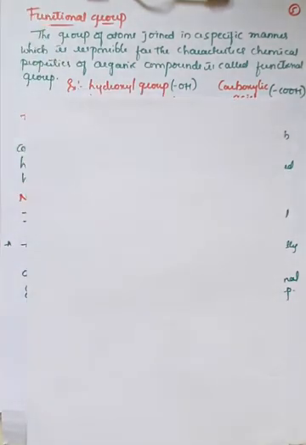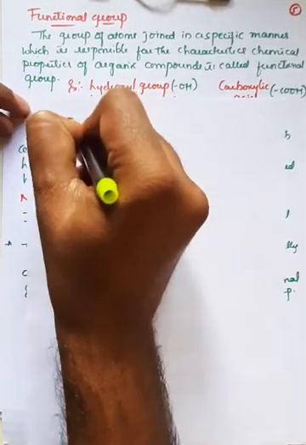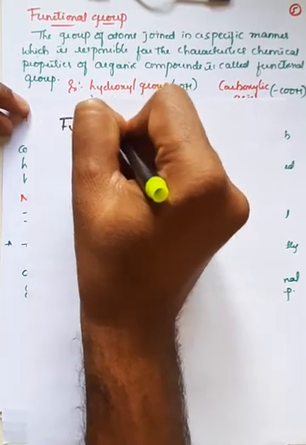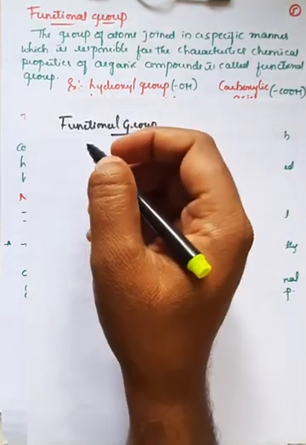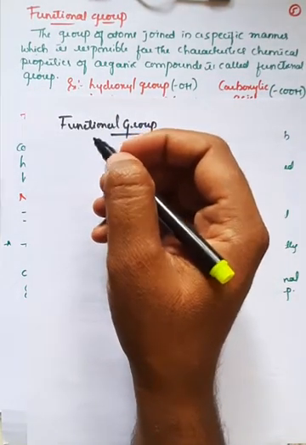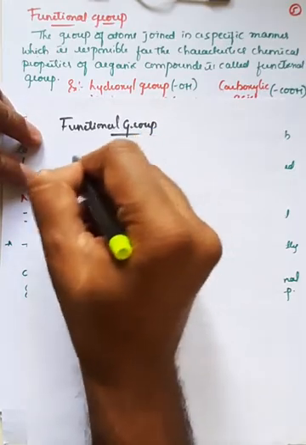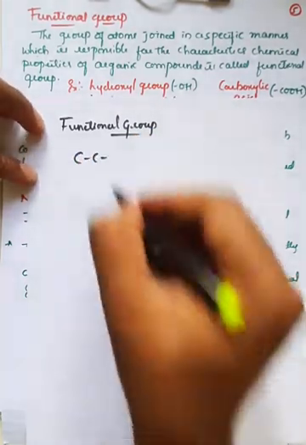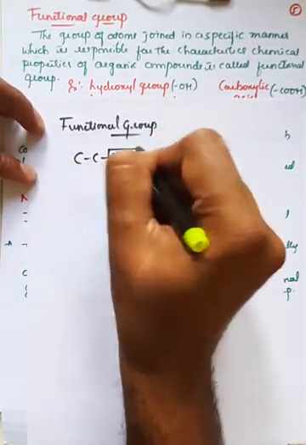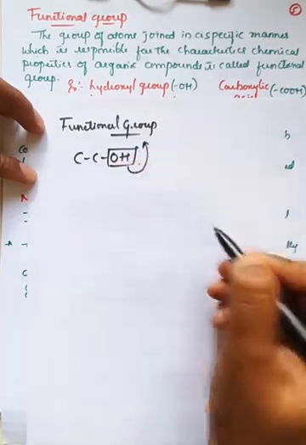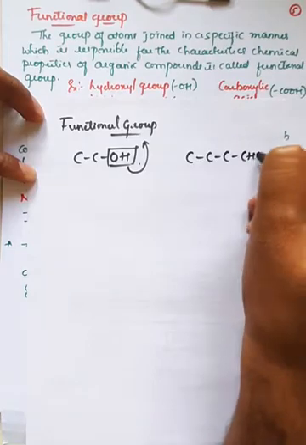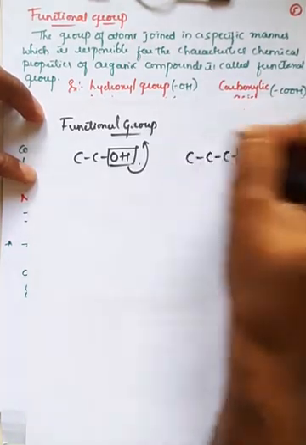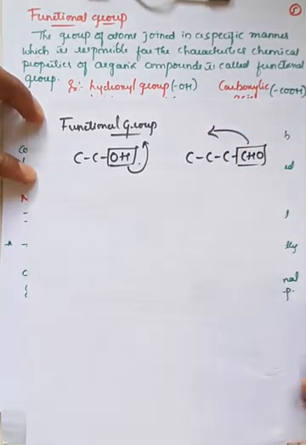For example, if you take a functional group, these are the groups of atoms with specific characteristics, which determine the chemical properties of the organic compound. If you take a hydroxyl, the 2 carbon atoms are further bonded with an OH group. Here the OH group acts as a functional group, right? Similarly, 3 carbon atoms bonded with a CHO group. This CHO group acts as a functional group.